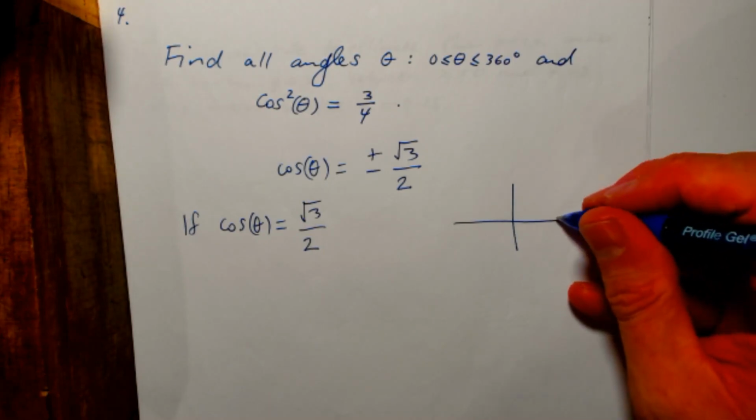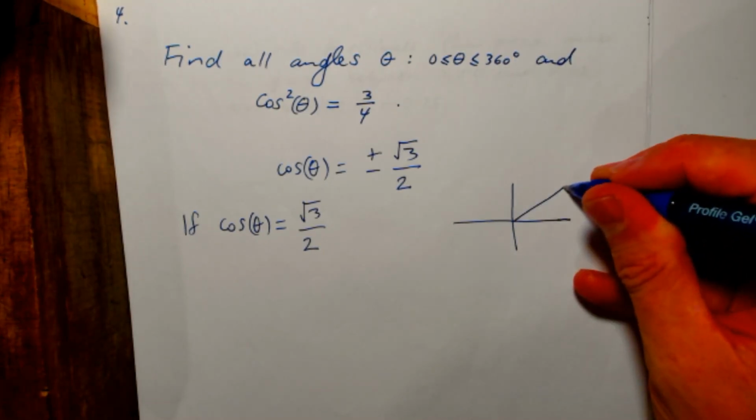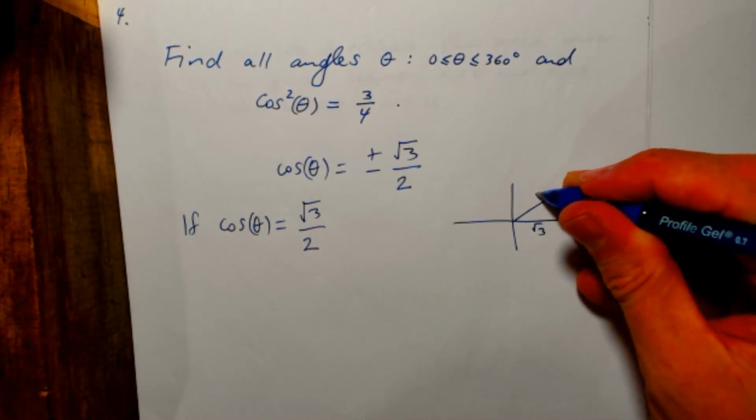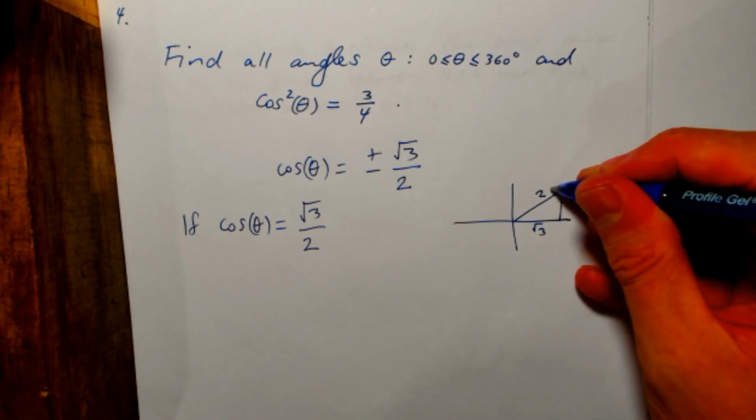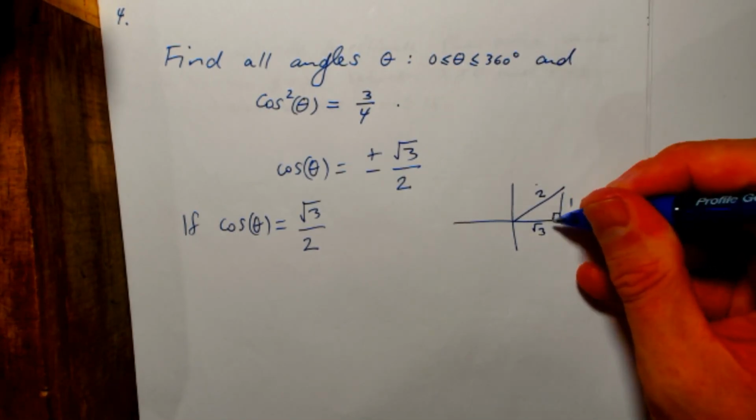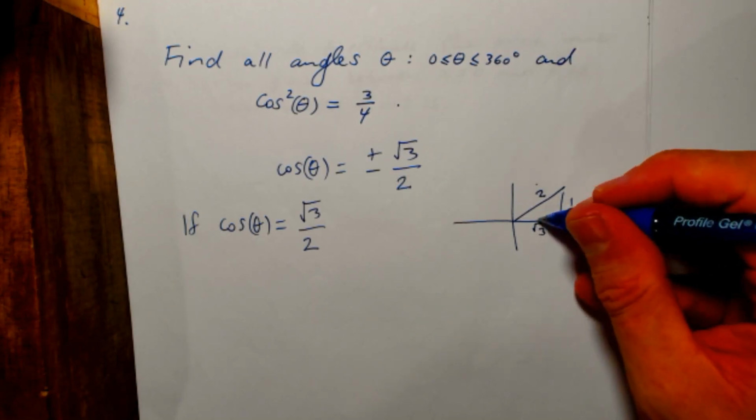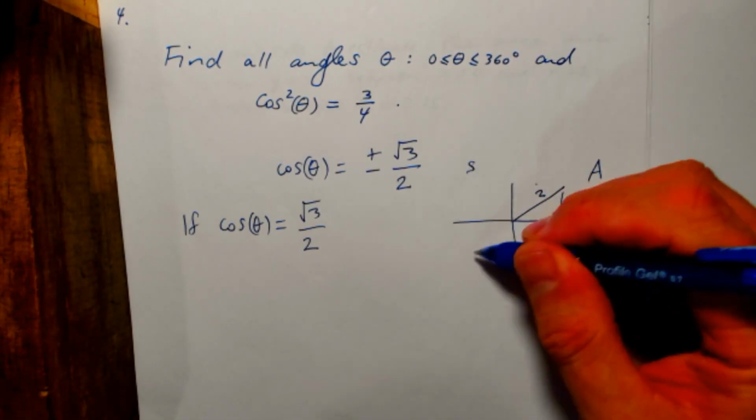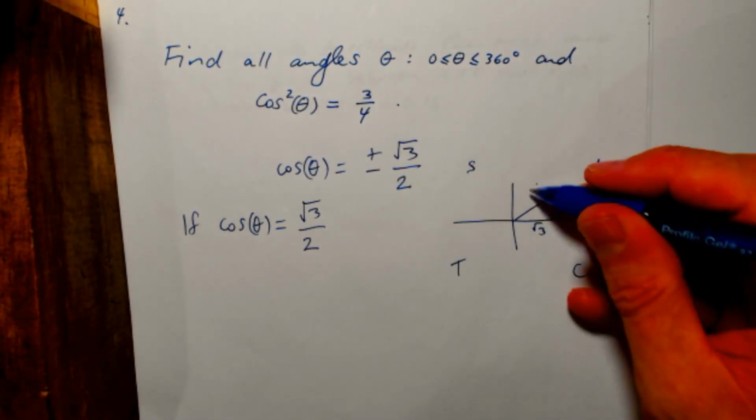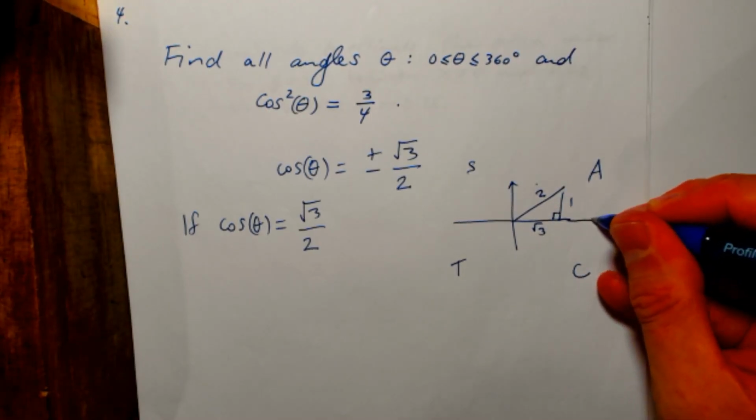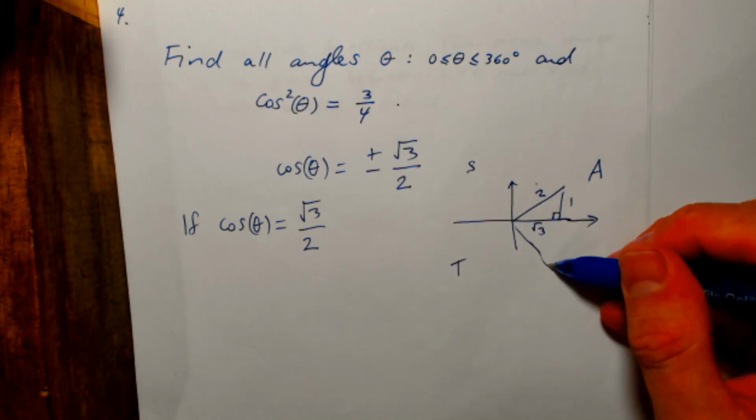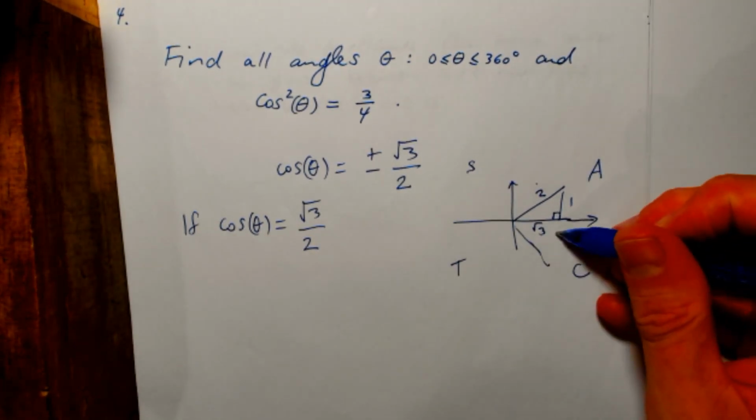So we can sketch a triangle with side lengths 1, root 3, and 2, because adjacent on hypotenuse is the cosine of that angle. But remember, we've got the CAST acronym that says that it could be down here as well, right? Because this is positive.